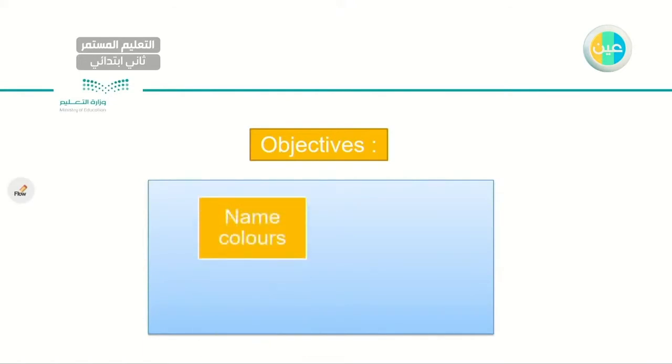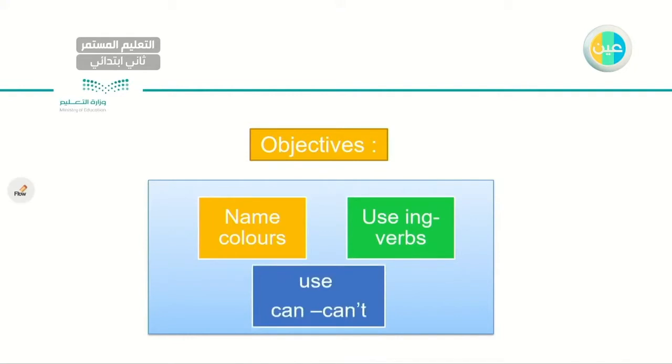So for our lesson, by the end of the lesson, you are expected, inshallah, to have all these goals or objectives. Name new colors or introduce some colors. Use verbs that end in ing. And also use can and cannot or can't. We'll be using all these things. Inshallah, you will be able to use them by the end of the lesson.